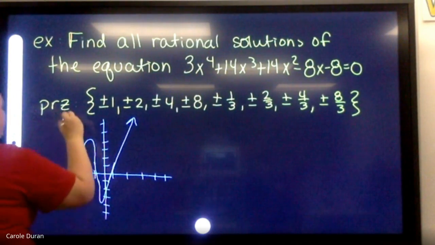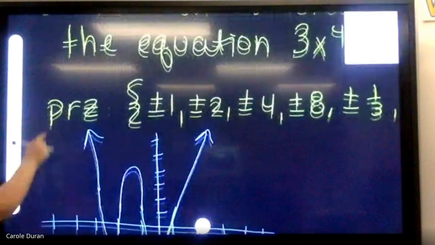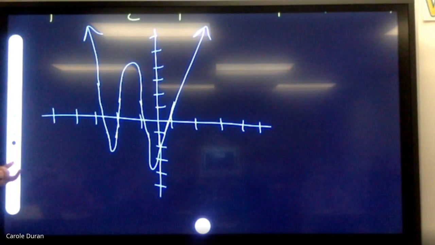So if I were to roughly graph this from my calculator, it would look like this. This is in the notes, so you don't have to write the graph right now. Just pay attention to what I'm about to say, okay? If it is a rational zero, that means that the zero occurs where my graph crosses the x-axis. So I can use this graph to approximate where those x-intercepts are, right?